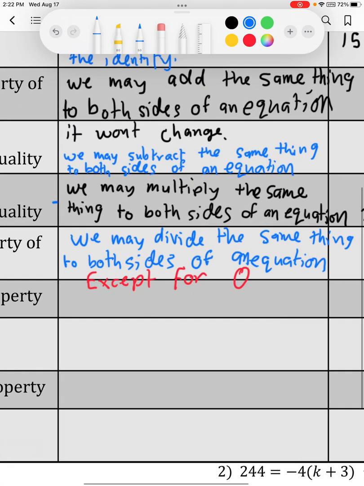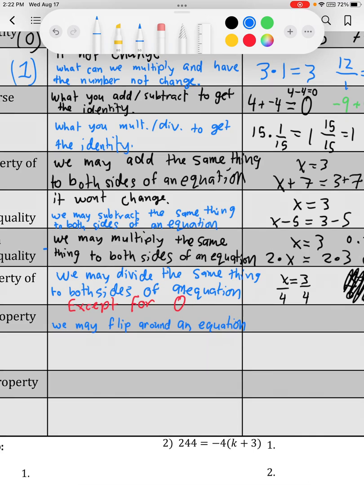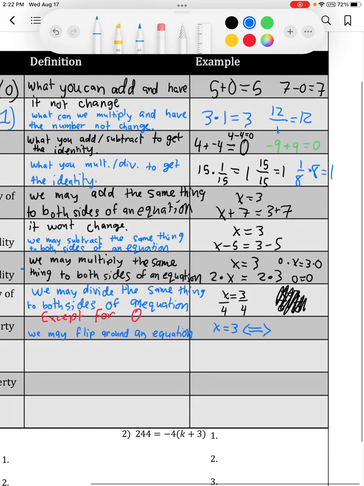Let's keep going. Let's go ahead and look at the symmetric property. This is an important one. We may flip around an equation. So because of the symmetric property, we can say that x is equal to 3 is the same thing. That little math symbol there that I just drew means same thing as 3 is equal to x.